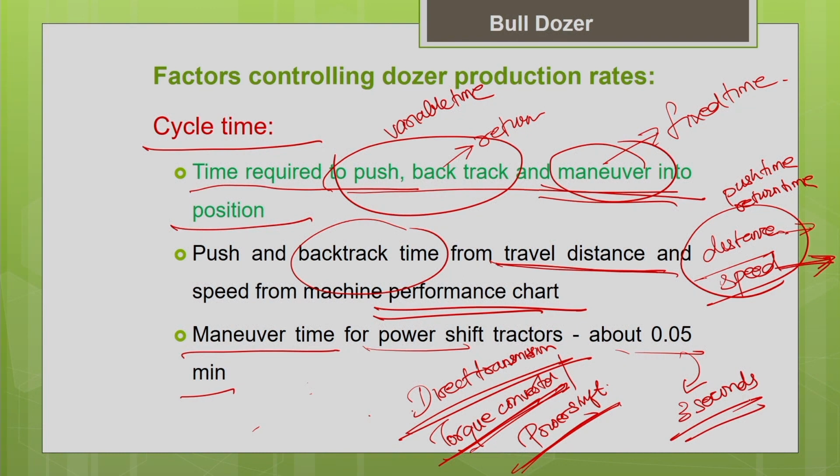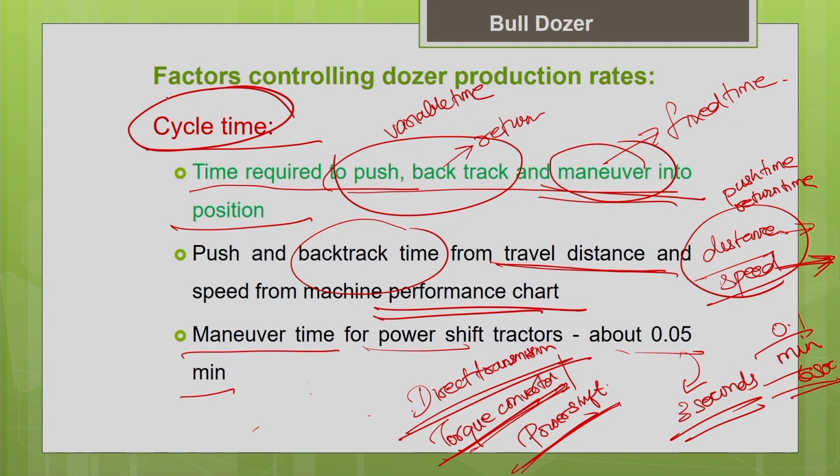But for manual gear change, that is direct transmission, it will be 0.1 minute, say 6 seconds. So you need to know that based upon the mode of transmission, whether manual gear change vehicles or automatic gear change vehicles, the time taken for maneuvering will also vary. That will also affect the total cycle time of the machine. So if you want to make an accurate estimate, we have to consider all these things.